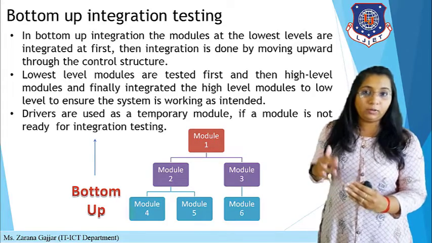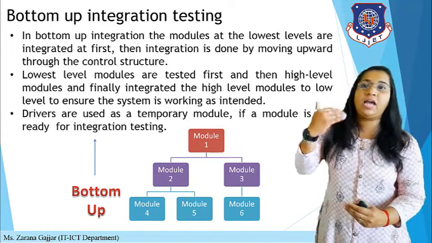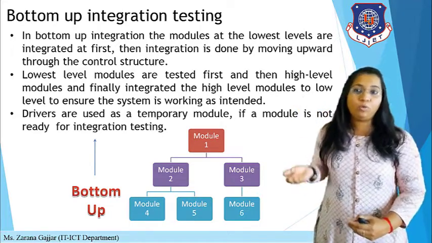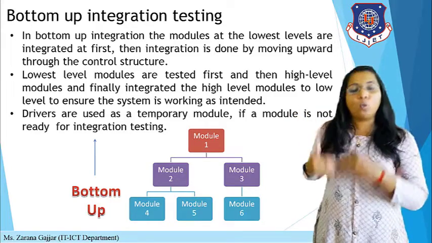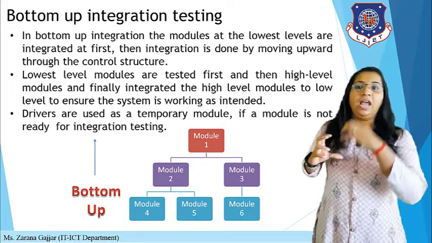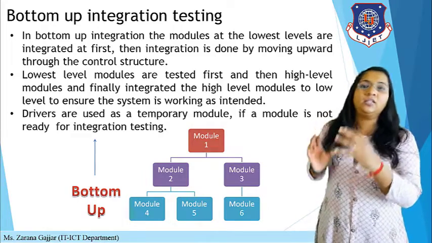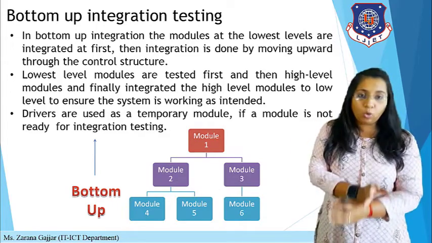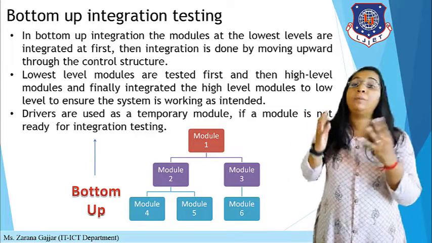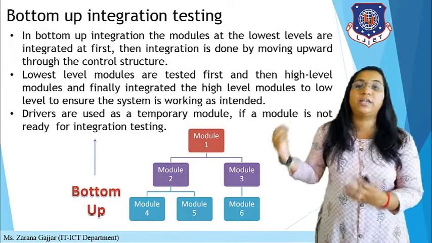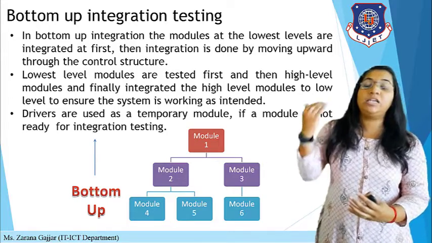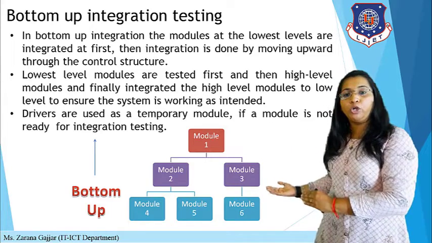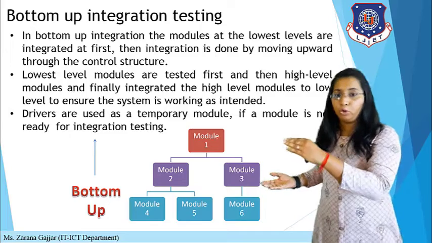Okay, so in bottom up integration, the modules at the lowest level are integrated first and then integration is done by moving upwards through the control structure, and the lowest level modules are tested first and then the high level modules are finally integrated, to ensure the system is working as intended. Okay, so here you can use a driver as a dummy main program. Okay, so drivers are used as a temporary module if a high level module is not ready for integration testing. Okay, so here you are checking the lowest level module and you are integrating it with the high level module incrementally.